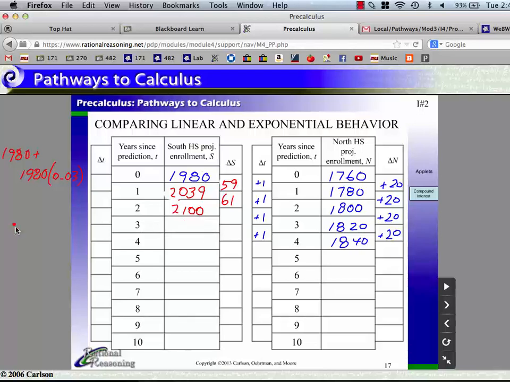Okay, let's do it one more time. So over here, we can start with 2100, our old enrollment, and add what? 3% of it, which is 2100 times 0.03. And how much increase is that second part? 63. And so we get 2163.